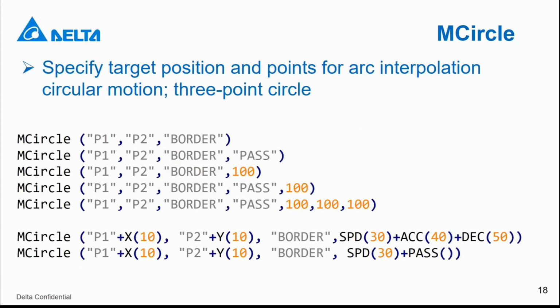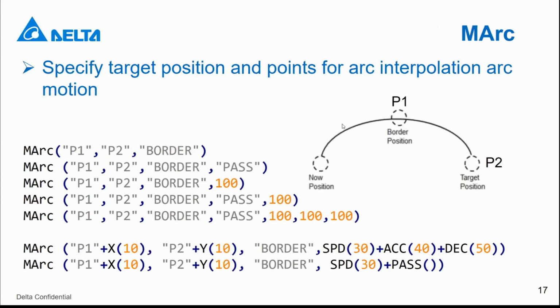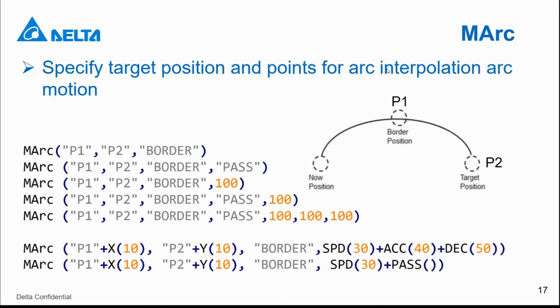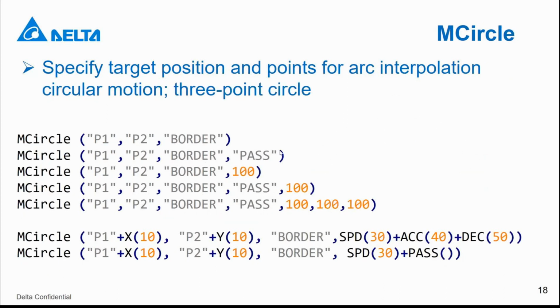And the next one is move circle. It can move the robot in a circle motion. The definition is similar to the arc motion. Just that for the circle instruction, you will finish the whole circle and then go back to the original position. So this is move circle. You can see the usage is also similar to move arc.